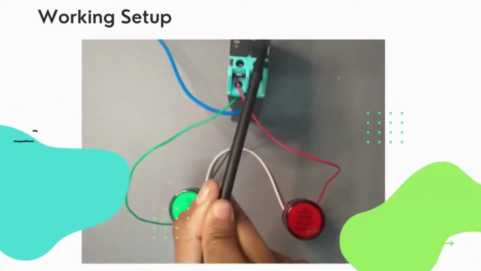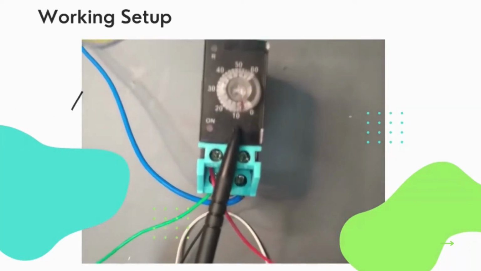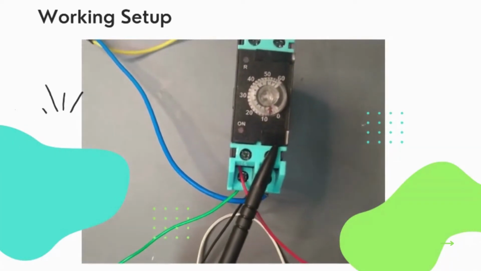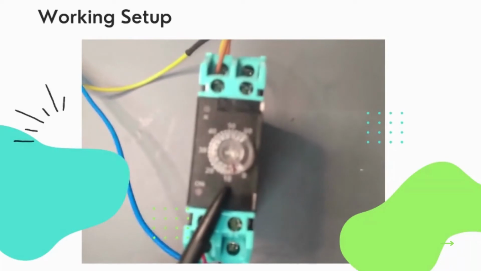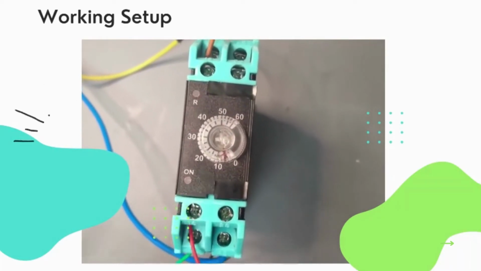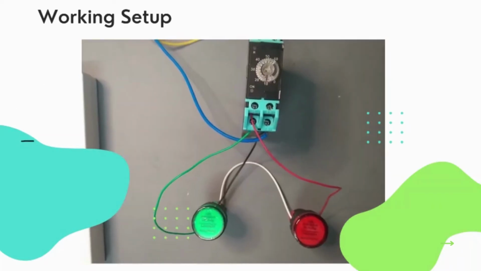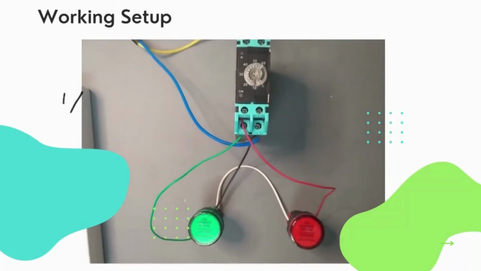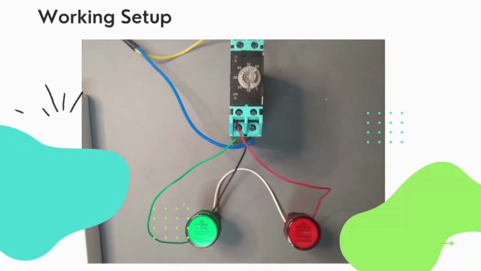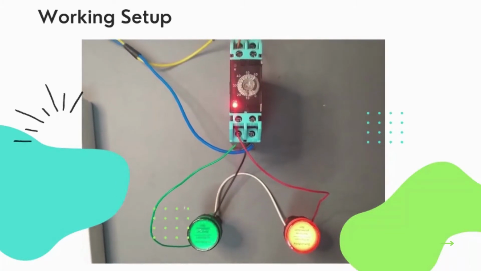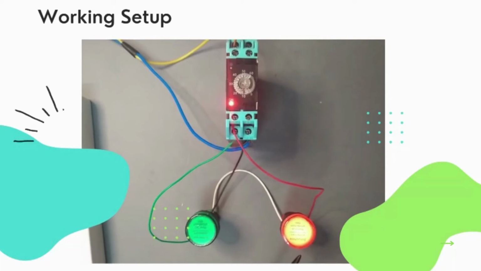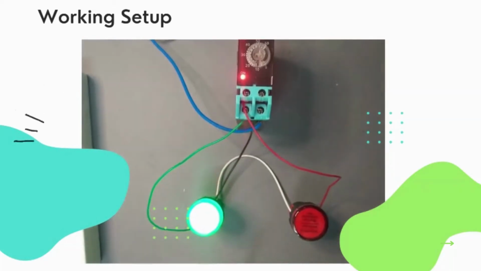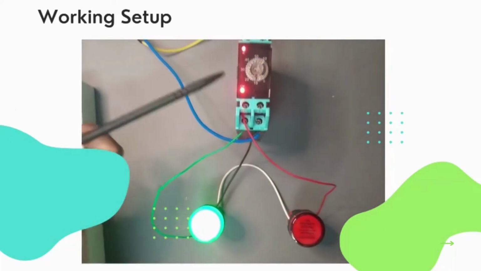Here I set the time manually for 10 seconds. In this model you can set 0 to 60 seconds. You can see here, I set it for 10 seconds. So here I give power supply and you can see the results. The delay time period is on for 10 seconds. So you can see the results and the indications here.